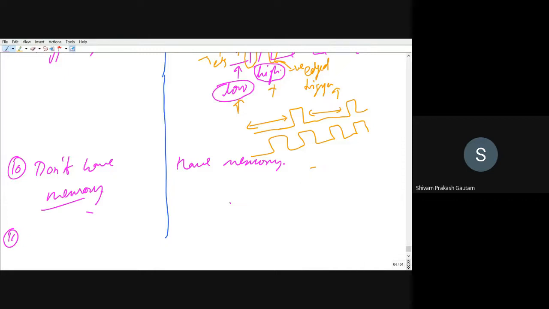Difference number 11. It is easy to use and handle.